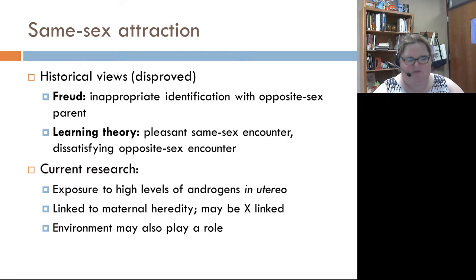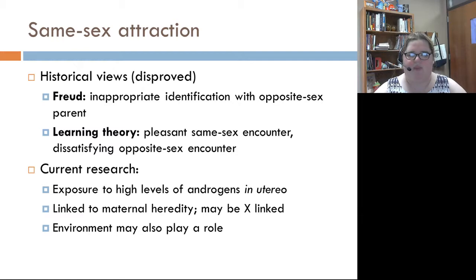But that has also been disproved. You do not have to have a sexual experience or a romantic experience or any contact whatsoever in order to know what your sexual orientation is. There's absolutely no evidence to suggest that you learn it in any way. It just happens. Our current research is focusing on hormones, and there is some evidence to suggest that exposure to high levels of androgens in utero could lead to some forms of same-sex attraction. Again, it's still very early to say for sure.